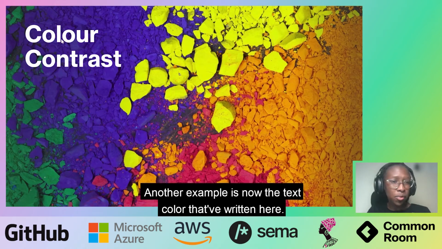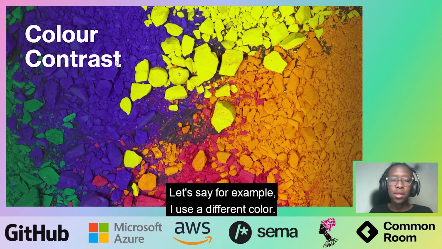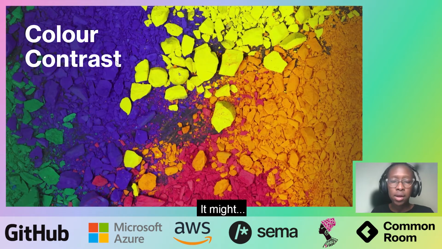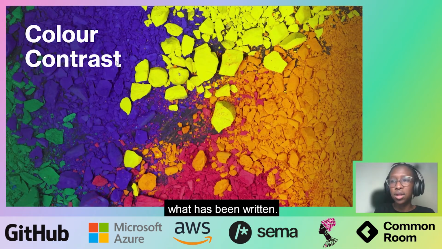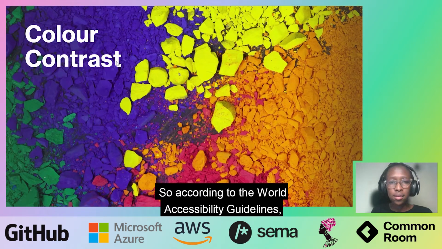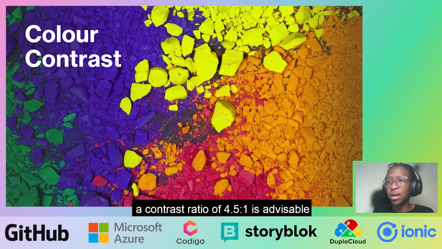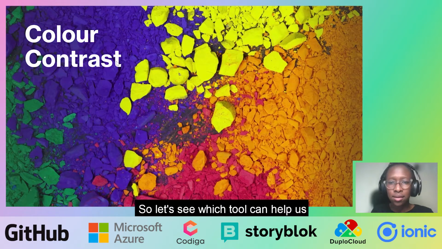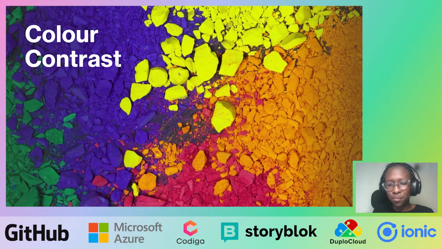Another example is the text color that I have written here. You can see it clearly because I've written in white. Let's say, for example, I use a different color, something like blue or purple. The contrast will be low, so you may not be able to tell exactly what has been written. According to the Web Content Accessibility Guidelines, a contrast ratio of 4.5 to 1 is advisable for normal text.